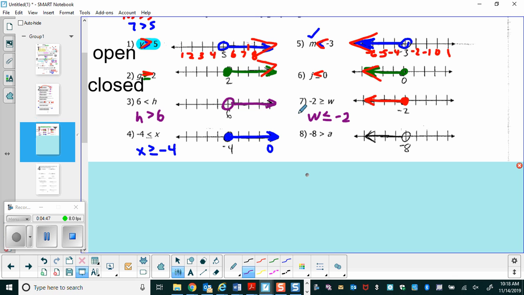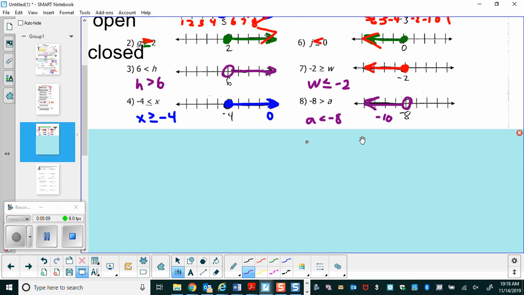And for the last one here, if we take that a is less than -8, you've got an open circle on your -8. You're going to get more negative this way if you're less than. So this is the way we want to travel. So if this is -8, we'd have -9. This would be -10, for example. So these would be all the numbers less than -8.